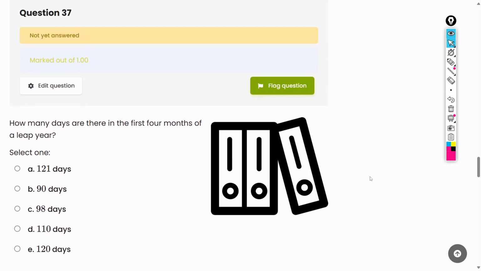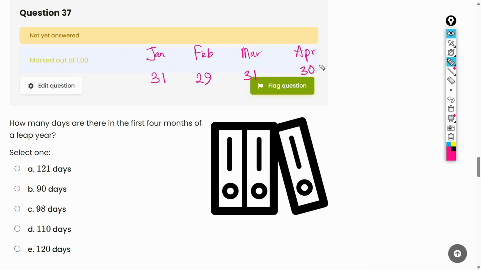How many days are there in the first 4 months of a leap year? First 4 months of a leap year. That'll be January, February, March, and April. Now we know that January has 31 days. In a leap year, February has 29 days. March has 31 days and April has 30 days. So we add 31, 29, 31, 30.